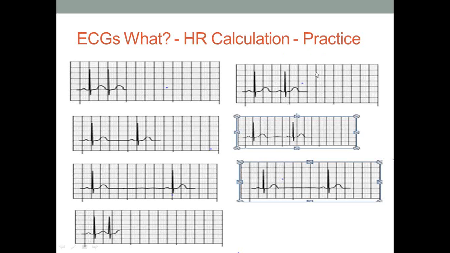Try this one up here on your own, top right. So from that first QRS complex, we count 300, 150, 100, 75. The difference between 75 and 100, I'd probably call this about 87-ish. So try the next one.